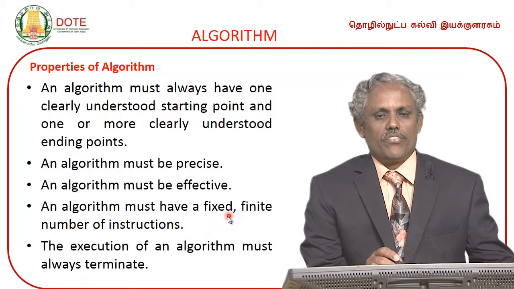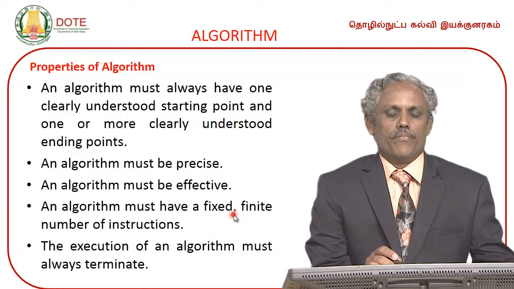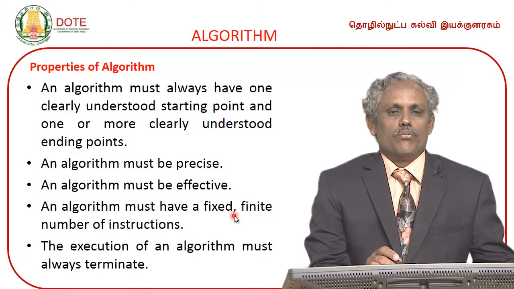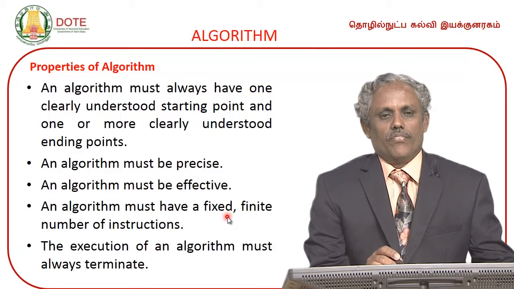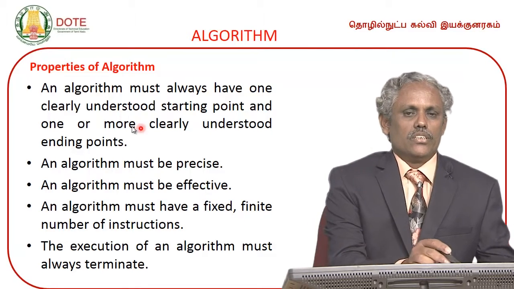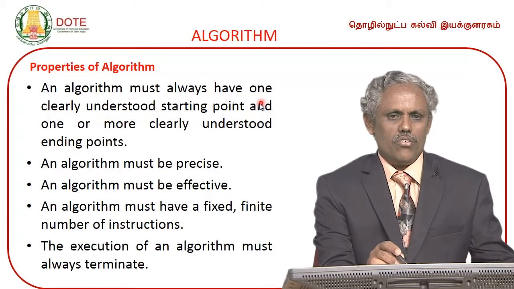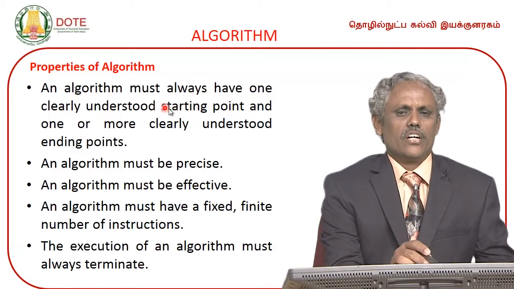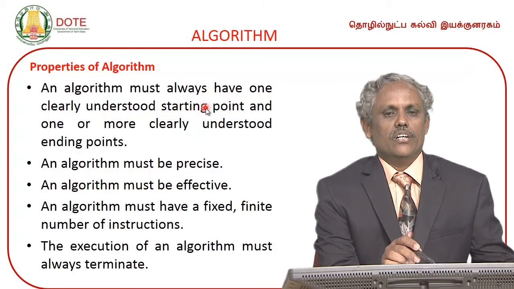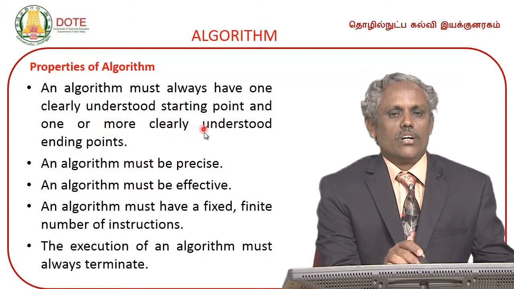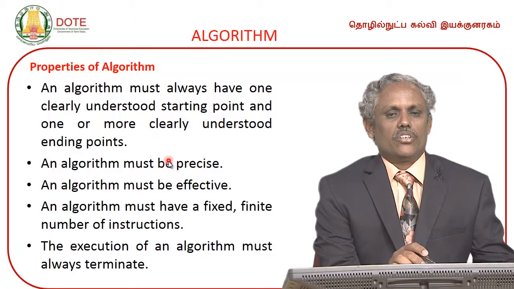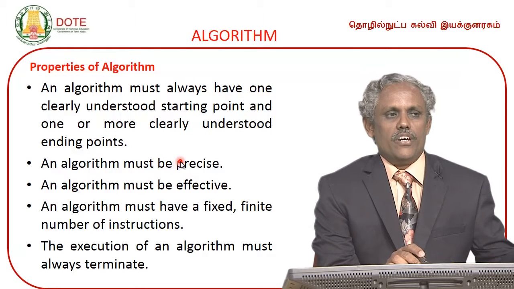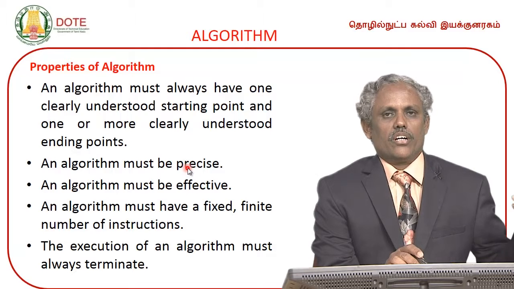The properties of algorithm: how should the algorithm be? It should be simple and precise. An algorithm must always have one clearly understood starting point and one or more clearly understood ending points. That means, we start at one point, and there may be different ending points according to the conditions.